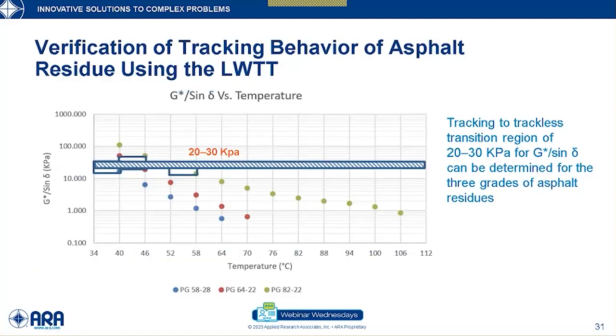This is the G*/sin delta versus temperature semi-log plot, and this gives a narrow band of trackless transition temperature to trackless temperature of 20 to 30 kilopascal. So for these three neat binders, we can say if the emulsion residue stiffness is more than 30 kilopascal, it will be trackless in the field.